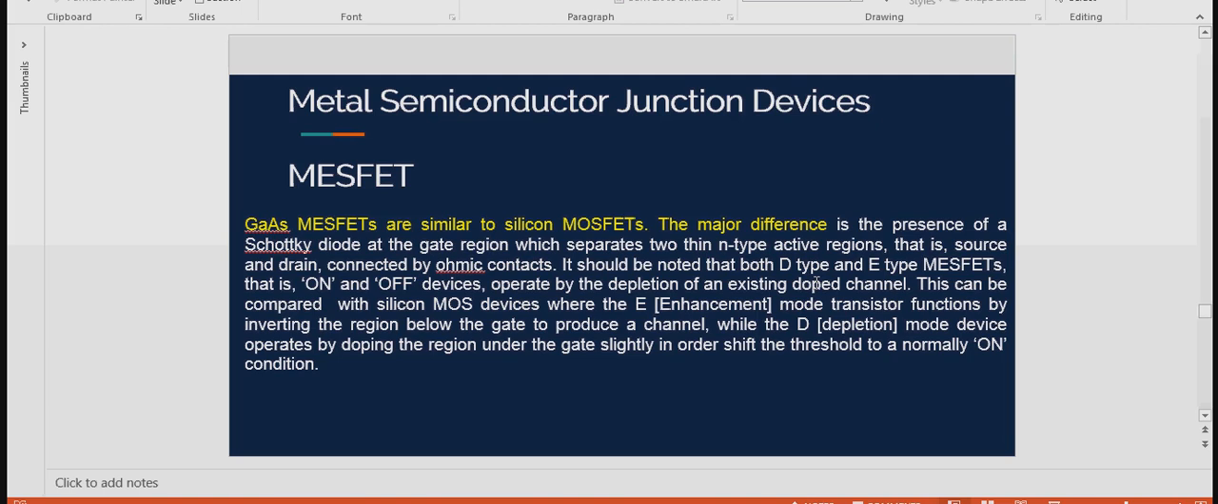It should be noted that both depletion type and enhancement type MESFETs, that is on and off devices, operate by the depletion of an existing doped channel. That is, both the depletion type and the enhancement type of MESFETs operate by the same principle, whereas in the MOSFET, the enhancement MOSFET has an inversion region, whereas the depletion MOSFET is slightly doped in order to shift the threshold to a normally on condition.